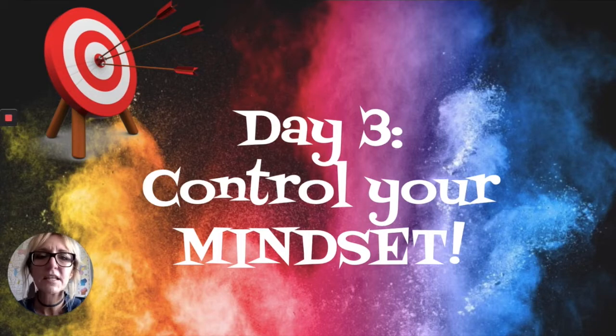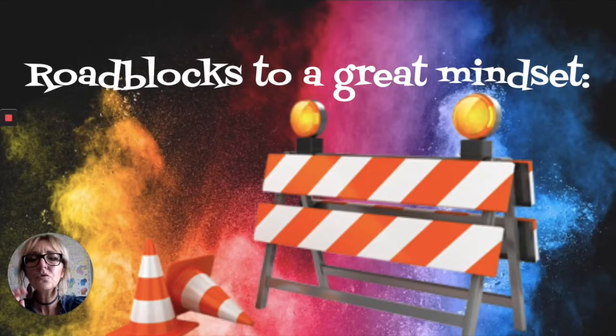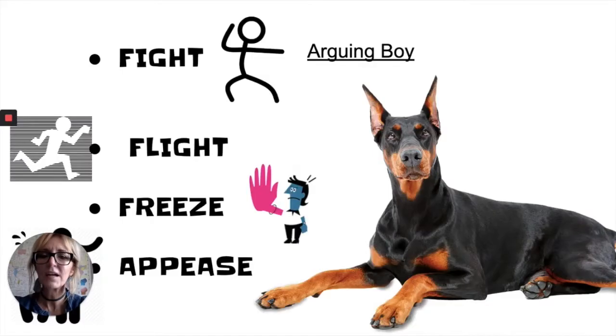I love day 3. That little almond piece in the middle, about the size of a Jolly Rancher, is your amygdala. And your amygdala is the part that is responsible for your emotions. So there's going to be, day 3 was rock your mindset. And there's going to be roadblocks to that mindset. That guard dog, when it pops up, versus the wise owl.